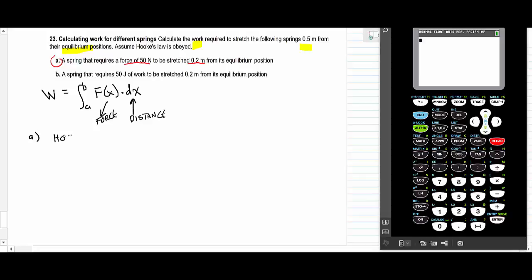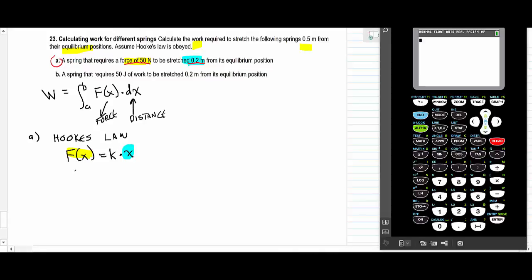Hooke's law is pretty easy to remember. It just goes like this: the force f of x is equal to k times x. And one of the things you've got to do is figure out what that constant k is. They've given you enough information to figure this out. You have a force of 50, so that's going to go there. They've given you that it's stretched a distance of 0.2 from the equilibrium position. So just plug that in and then you can find k.